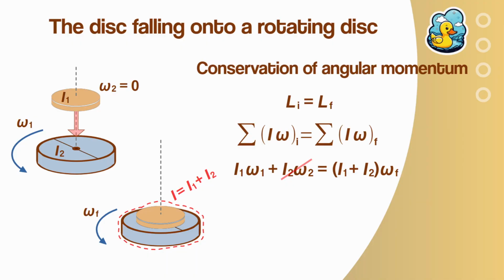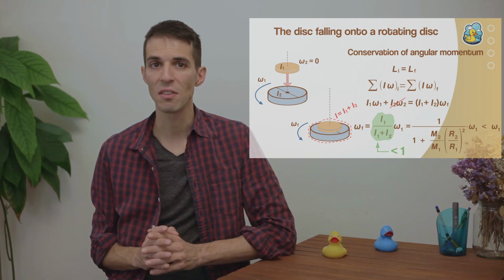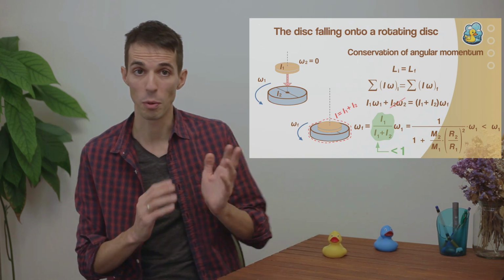From here, we plug in the values and get the final angular velocity of the two disks equals I1 over I1 plus I2 times omega 1. The fraction is, again, a number less than 1. The two disks are going to spin together slower than the falling disk did. Take delight in this beautiful result for a short moment.